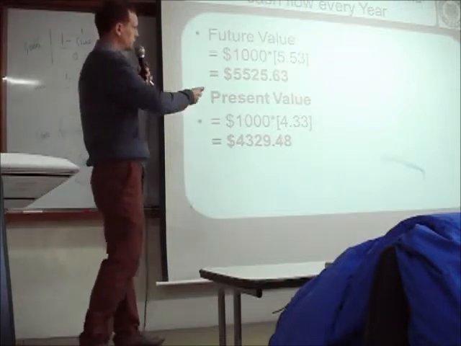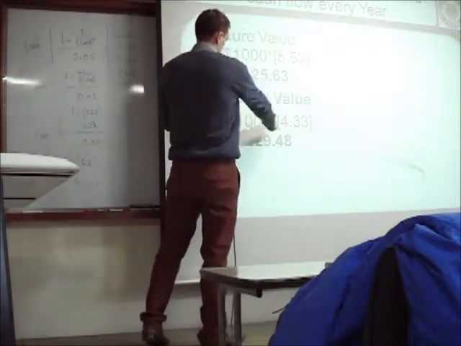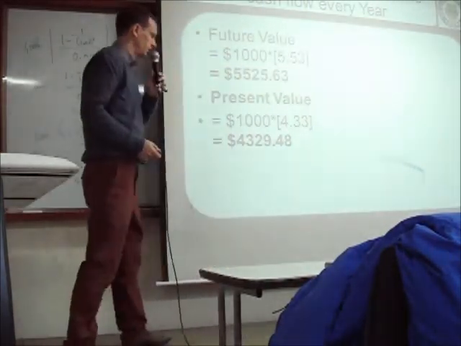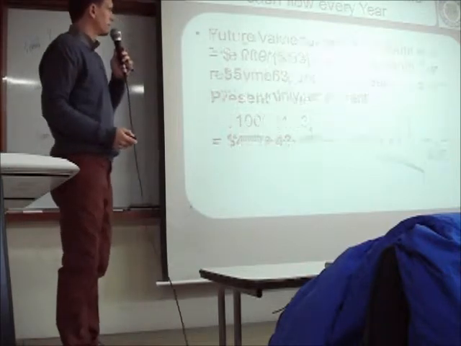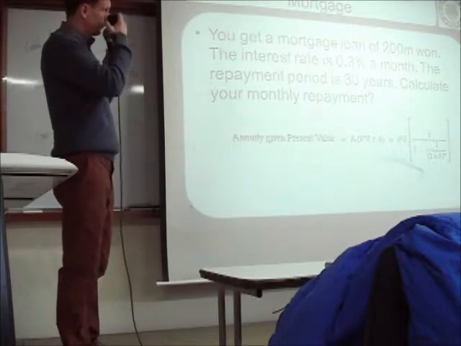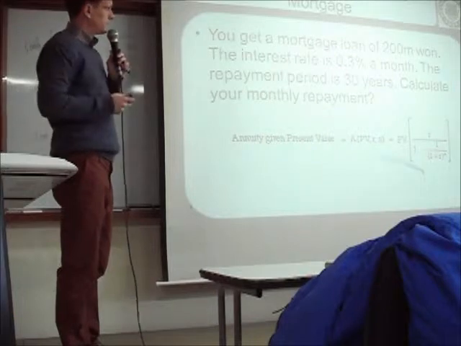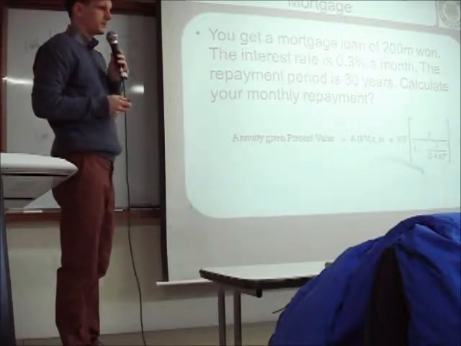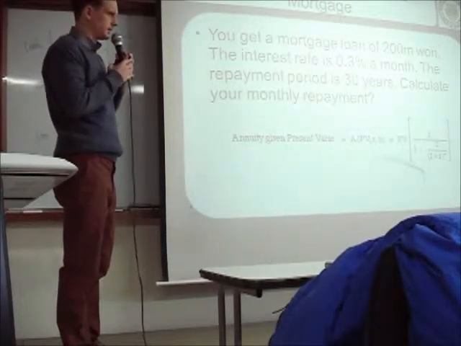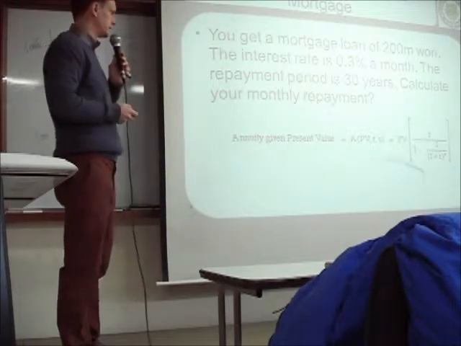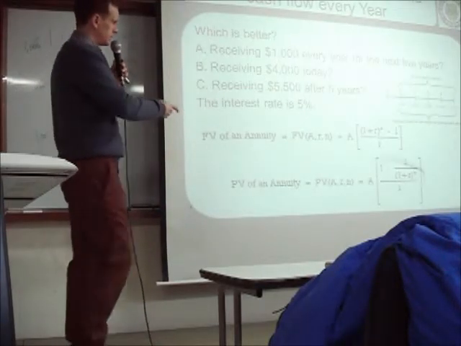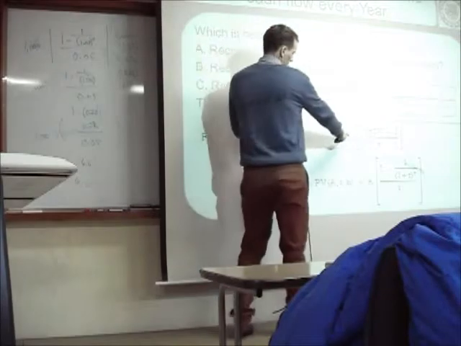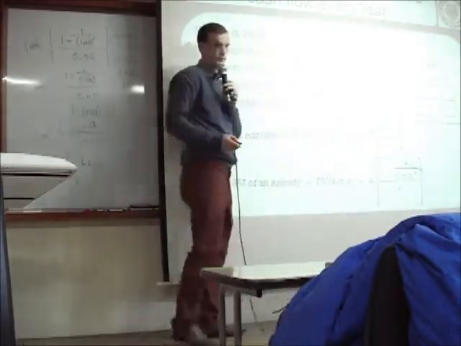So this was, if we did the future value, we would have got this number, present value was this number. Okay? So A was better. So let's look at calculating annuity payments. In this case, it's flipped around. In this case, we know the annuity, and we have to find the present value or the future value.